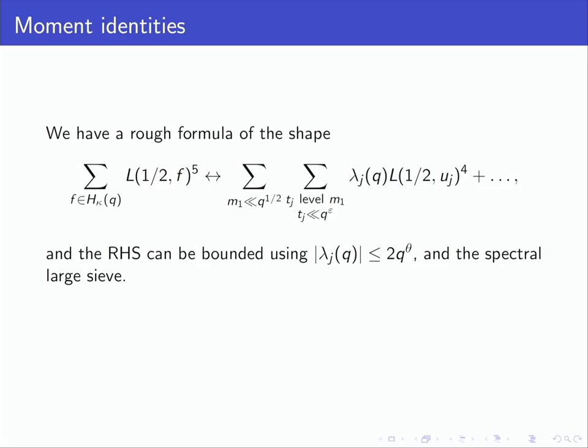But what we can do is just bound the lambda j of q by our best known bound on Hecke eigenvalues of Maass forms. That's where this q to the theta comes in, and then we just throw in a really easy bound on the fourth moment. So that's the rough outline. All I'm talking about is the beginning point and the end point of all the steps.